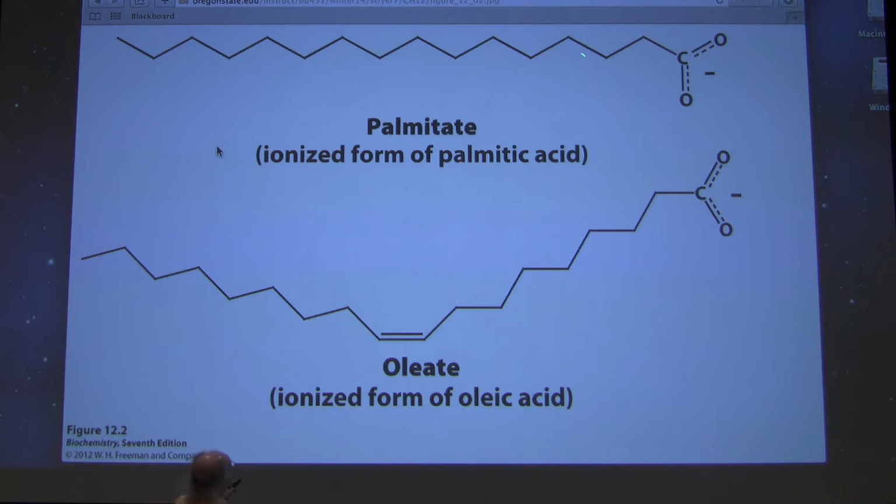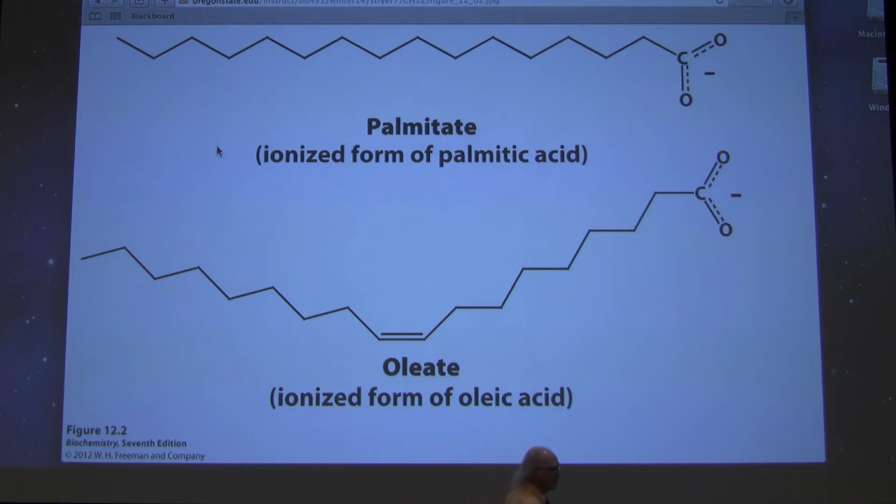Fatty acids can be saturated, as you see on the top, meaning that they have no double bonds, or they can be unsaturated, as you see in the bottom, where they have at least one double bond. This one is mono-unsaturated. If I had several double bonds out here, it would be polyunsaturated. So you hear about polyunsaturated fats. Fatty acids are part of fats. So if I have a fat that has polyunsaturated fatty acids, it would be a polyunsaturated fat.